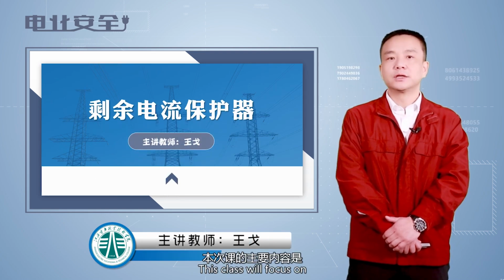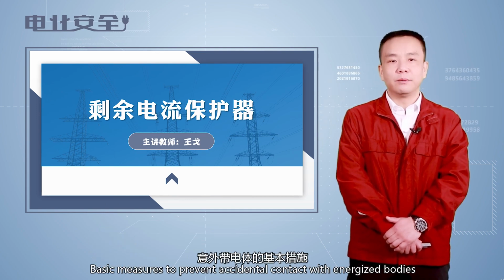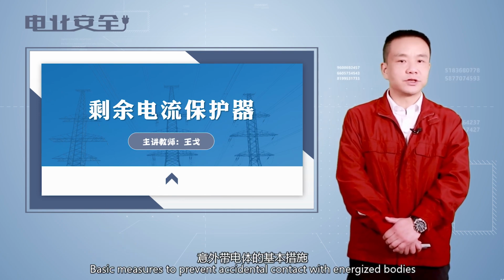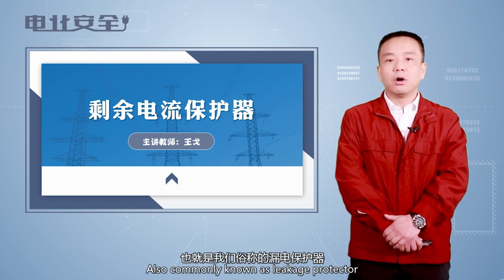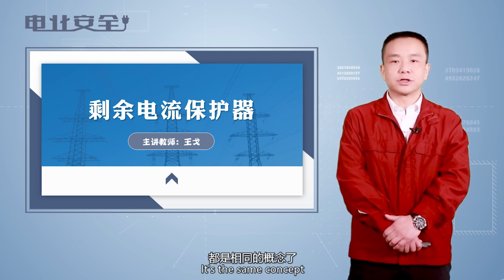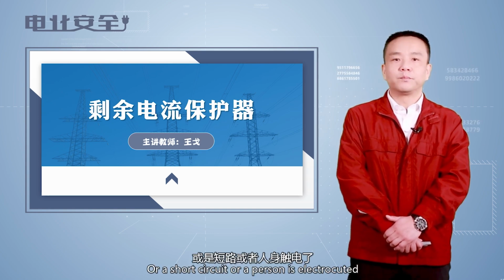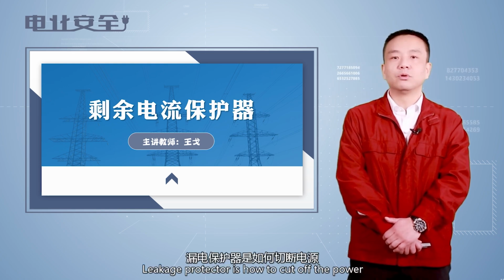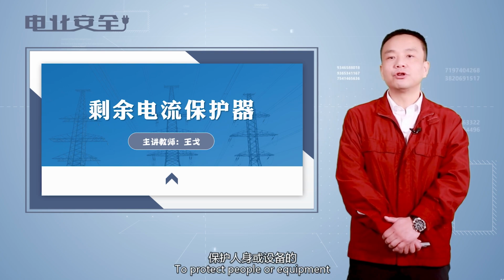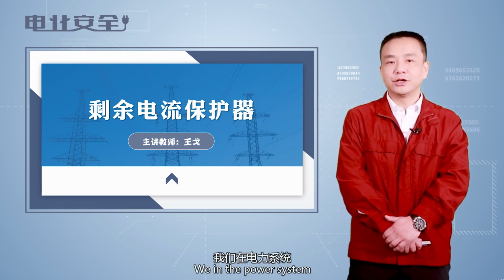This class will focus on preventing personal contact, with basic measures to prevent accidental contact with energized bodies. Residual current protector, also commonly known as leakage protector. It's the same concept as the safety voltage. If there is a leakage phenomenon, or a short circuit, or a person is electrocuted, the leakage protector cuts off the power to protect people or equipment.